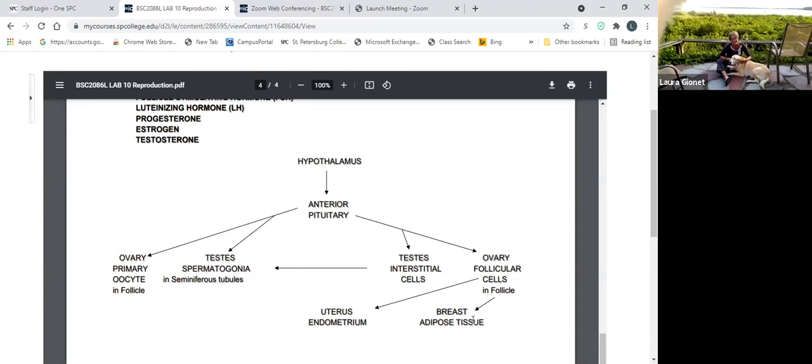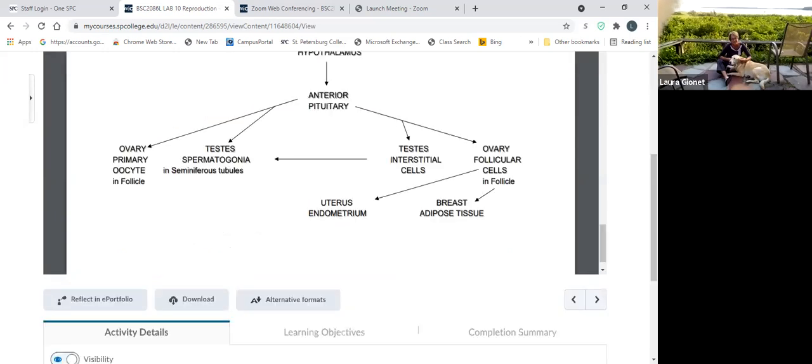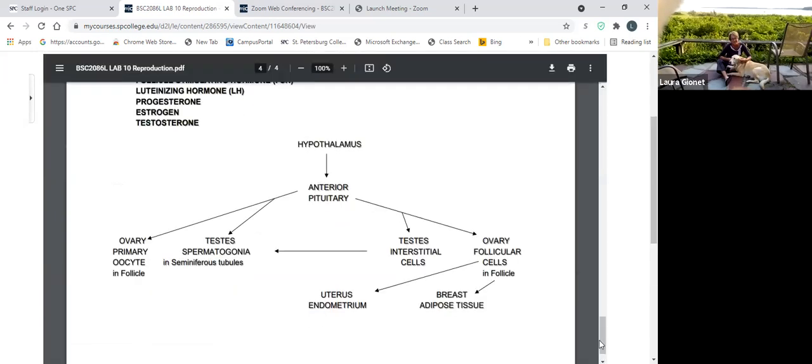Traveling to the breast tissue and adipose tissue is just estrogen. So on that short little arrow, that's estrogen. But E and P, estrogen and progesterone, target the endometrium. They affect it in different ways, and we'll look at that more next week. And I believe that's the last page.